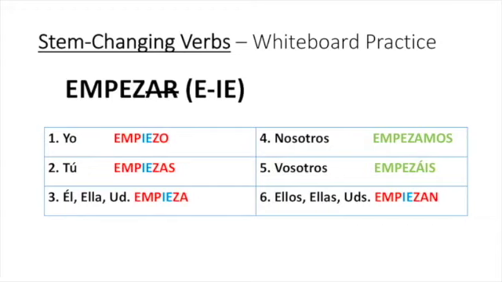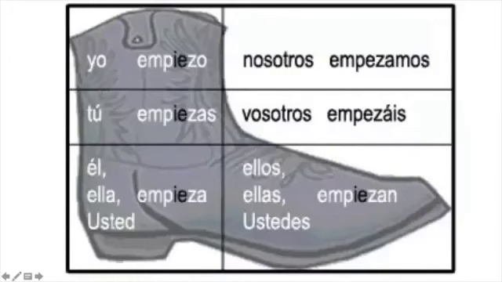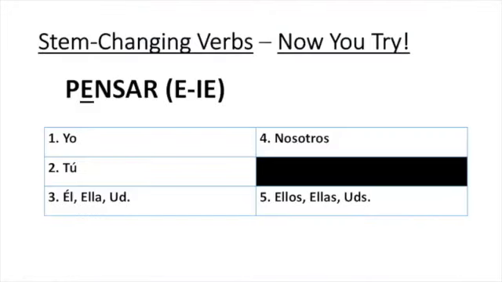Okay, the others stay the same with no stem change. They just remain as an E. But these are changing to an IE because, as you can see, these fall within the boot, whereas the nosotros and vosotros do not. Okay, so hopefully this is starting to make a little sense. That covers our E to IE verbs.